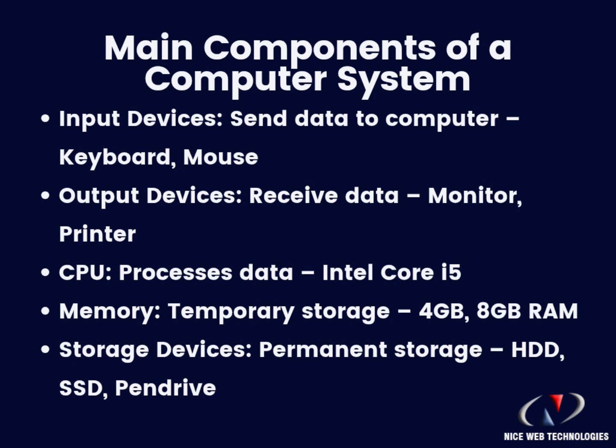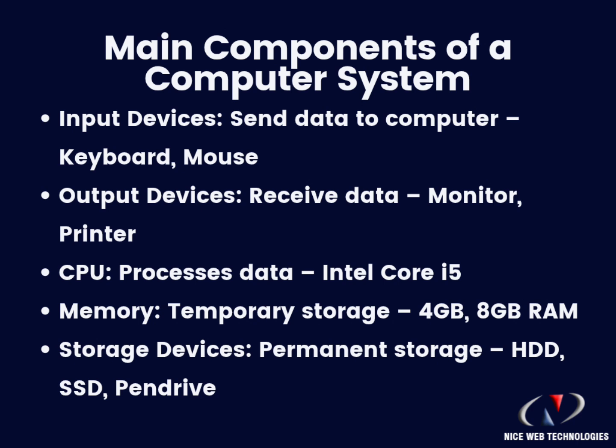Let's understand the main components that make a computer system work. First, we have input devices like a keyboard and mouse. These allow us to send data into the computer. Next are output devices like a monitor or printer, which help us see or receive the results of our work.